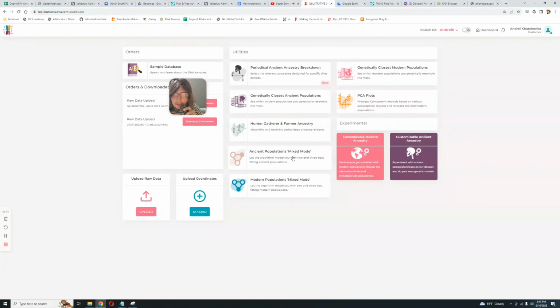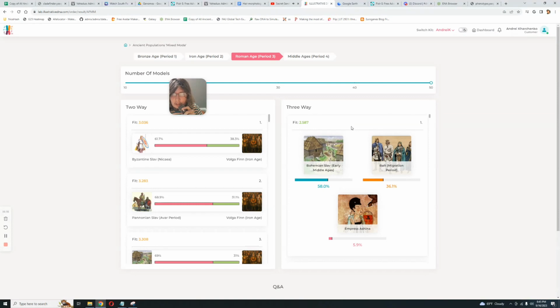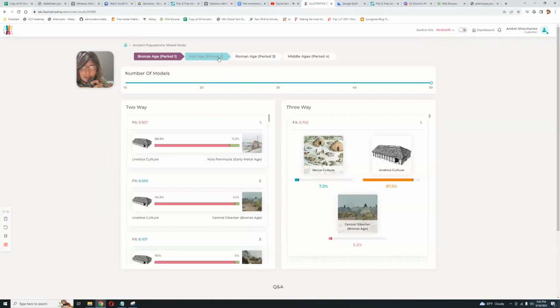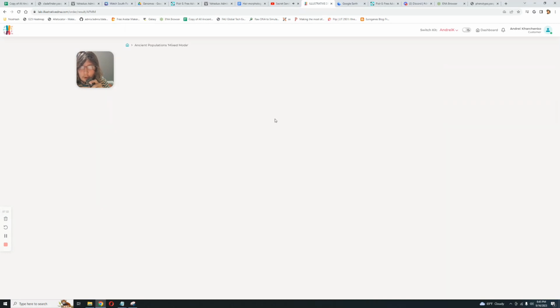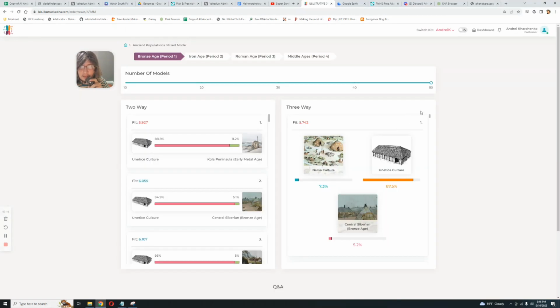But there is something that you're not going to see anywhere else, and it's the ancient populations mixed mode. I'm going to show you that. So this is what it looks like. Currently you get to choose between Bronze Age, Iron Age, Roman Age, and you don't get to choose Middle Ages. That's not done yet. They haven't finished this one yet. They're going to work on it. I think they're going to get it done pretty soon. They have an amazing team.